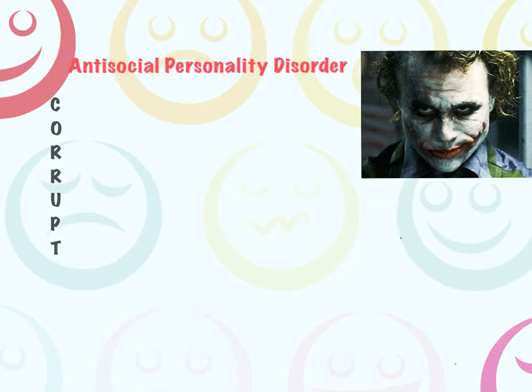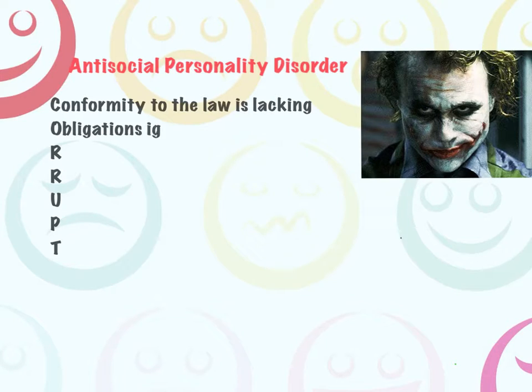So starting with our acronym CORRUPT, we have conformity to the law is lacking. They have no respect for rules. They make their own rules. They feel like they're above the law. O stands for obligations ignored. These people tend to take the perspective that they are victims, that people have wronged them, that society has wronged them, and so they feel like everyone owes them something.